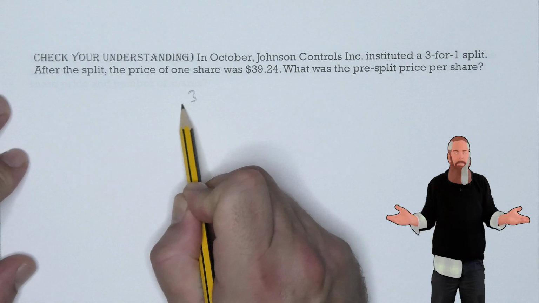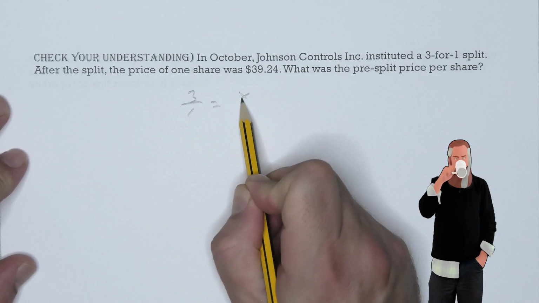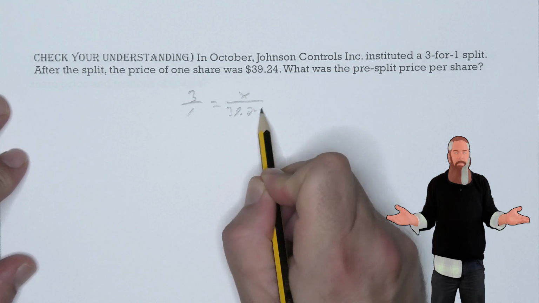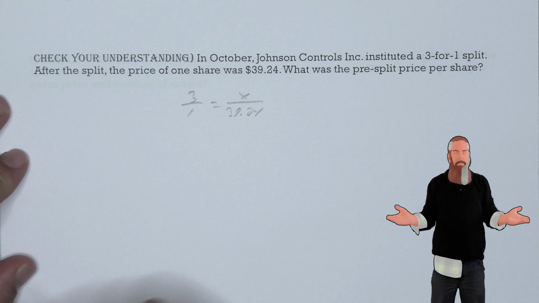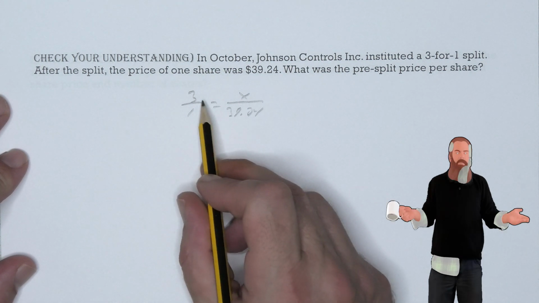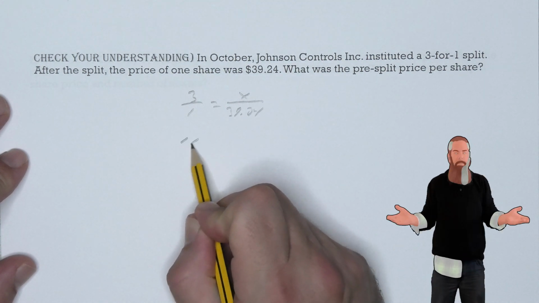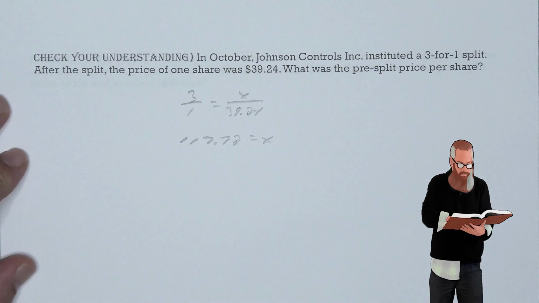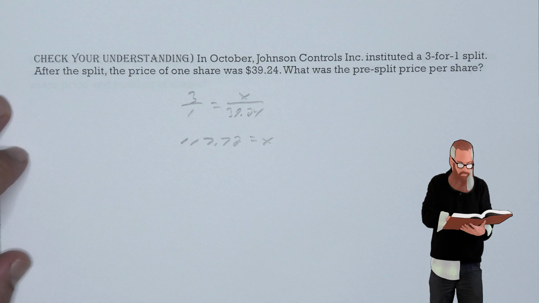Well, we know it was a 3-for-1 split, and it has X dollars. It was $39.24 after the split. So if we take $39.24, multiply it by 3, we get $117.72 as the pre-split price per share.